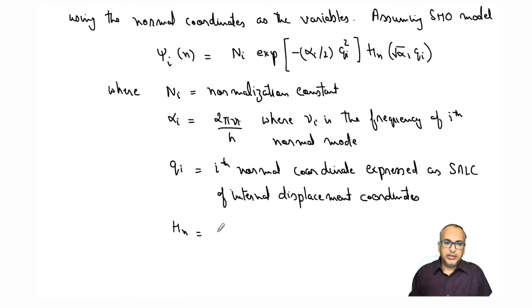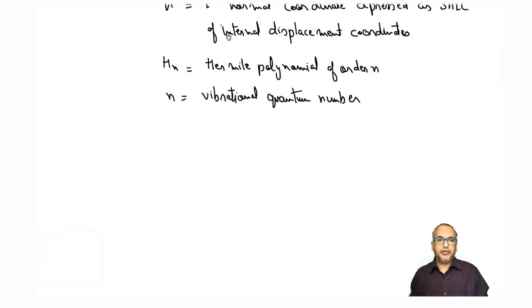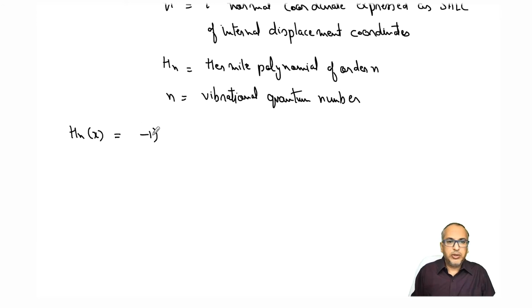Now hn is the Hermite polynomial of order n. We will see what that is. N is a vibrational quantum number. So if you are talking about ground state, n will be 0. Okay, let's see how do we write hn. Hn can be written as hn of x, let's say, is minus 1 to the power of n, e to the power of x square, nth derivative dxn of e to the power minus x square.